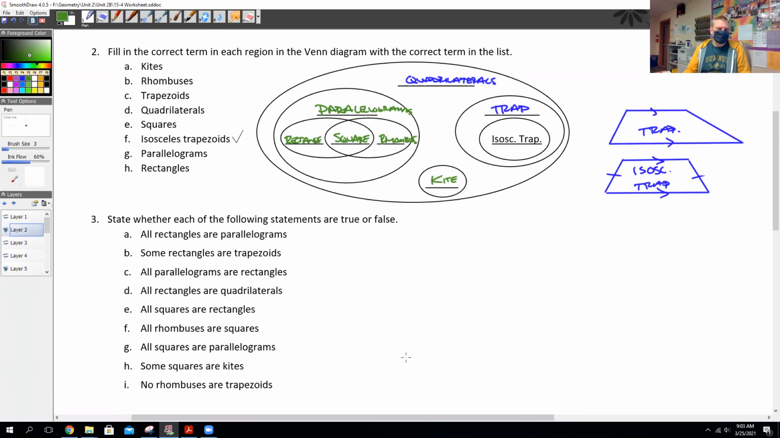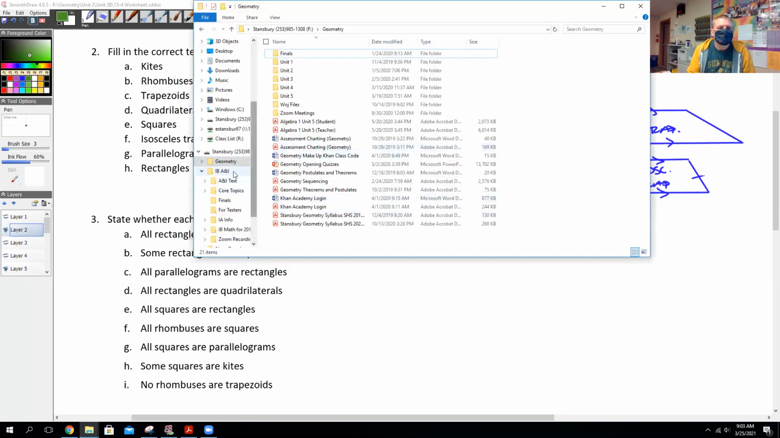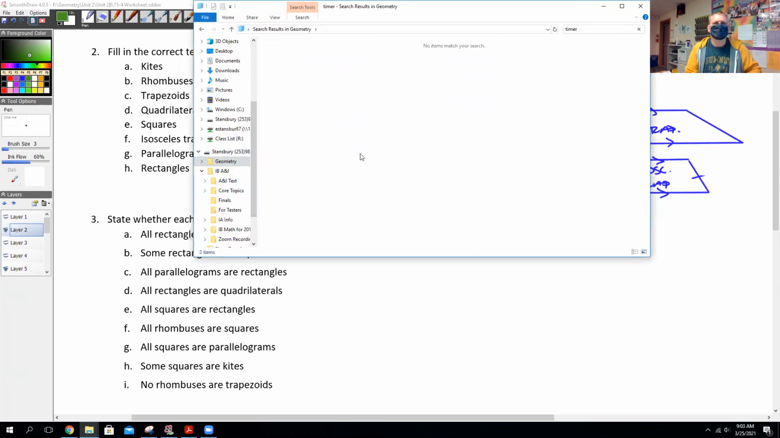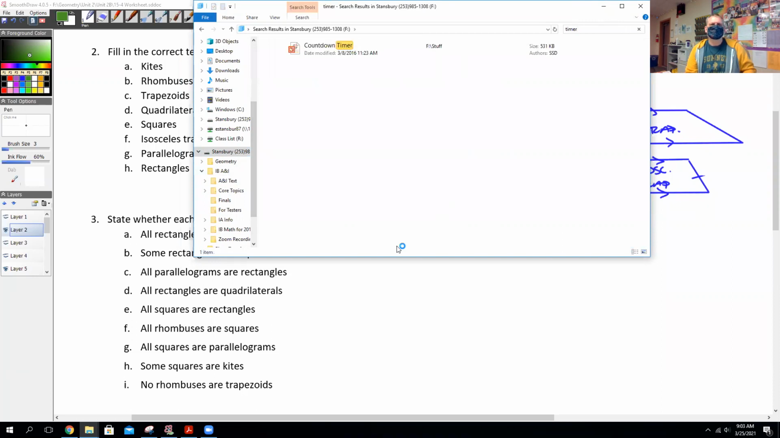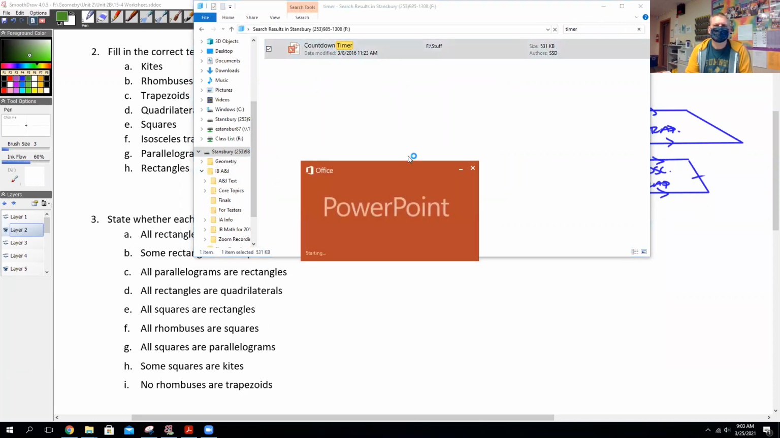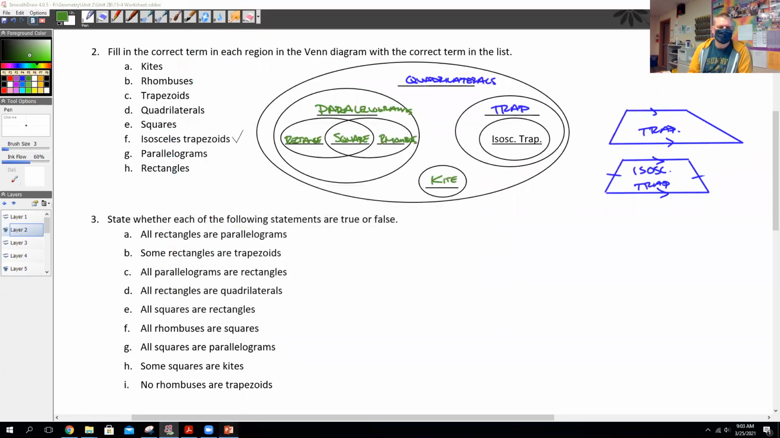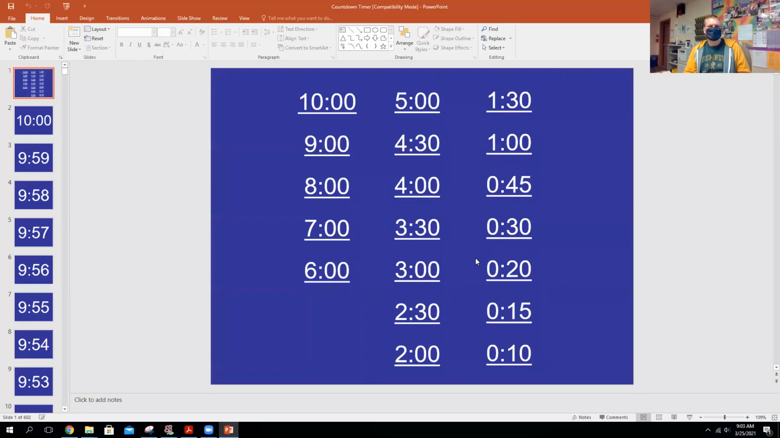Ooh, I even have like a 5-minute timer. Let's see if I can find it. Oops. There we are, countdown timer. Ooh, look at that. Okay, so we're probably about 30 seconds in.